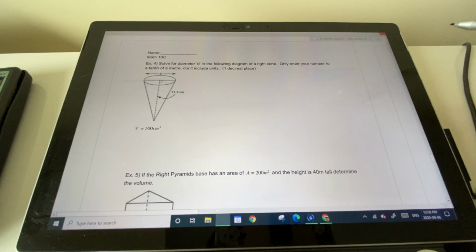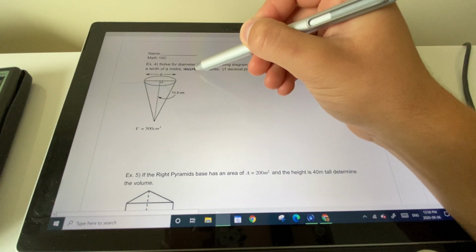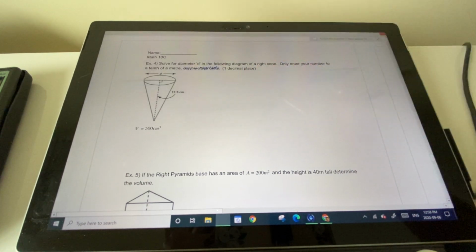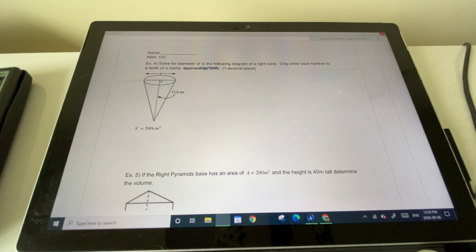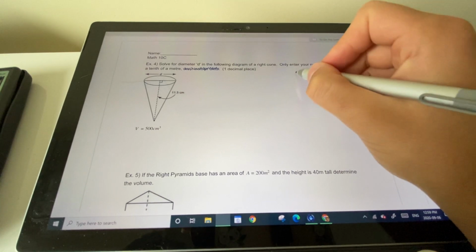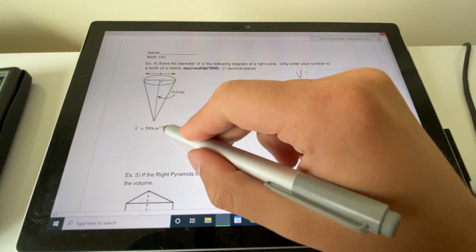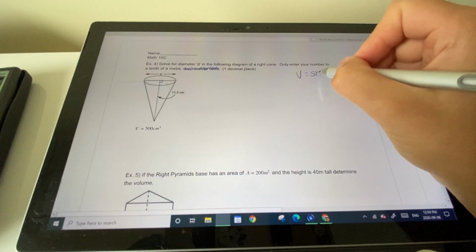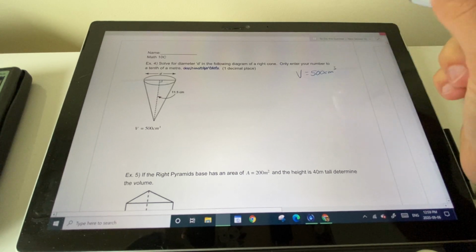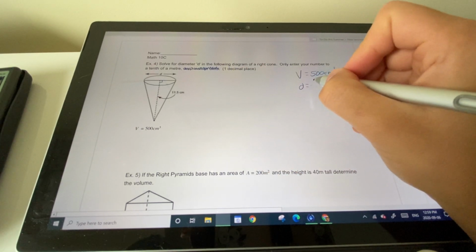Okay, so solve for a diameter d in the following diagram of a right cone. Only enter your, again, we're going to include units. Solve for the diameter d in the following diagram of a right cone. Only enter your number to the 10th of a meter. So let's list everything we have. We have the volume of the cone. It's down here, 500 centimeters cubed. We're trying to solve for the diameter.